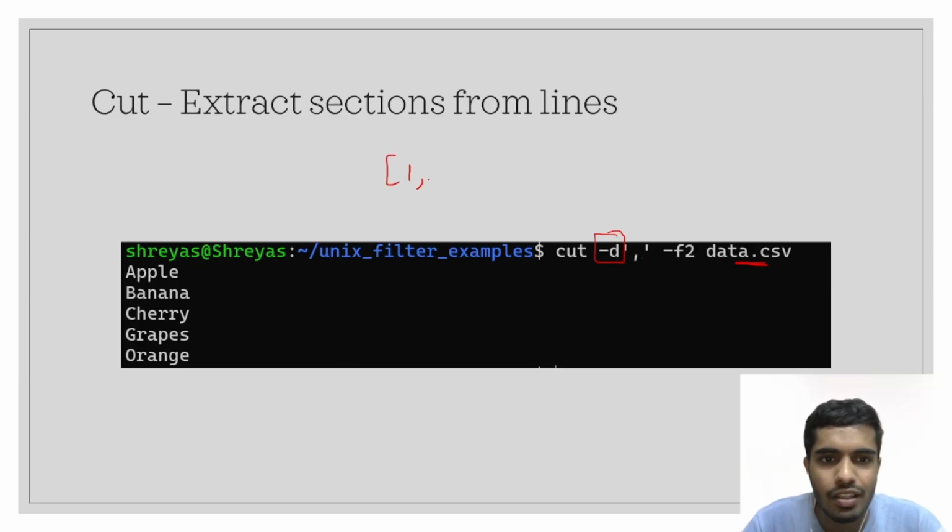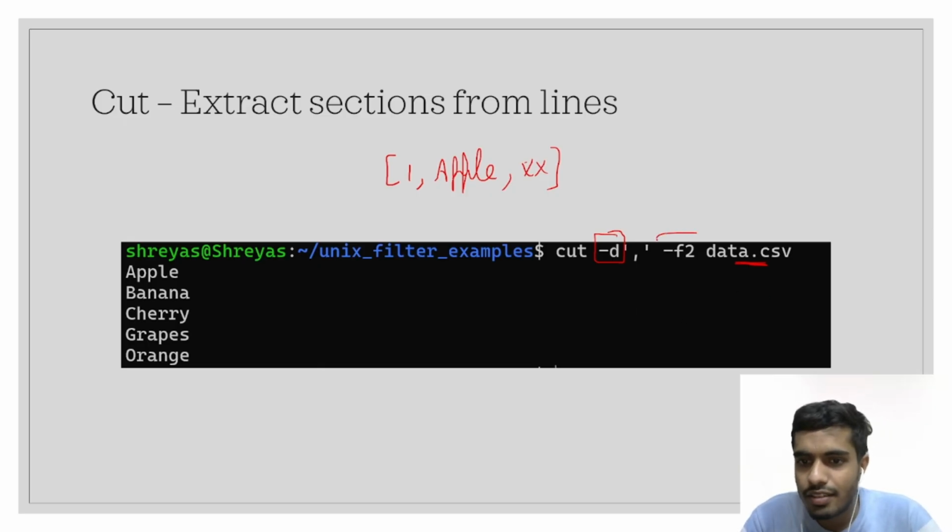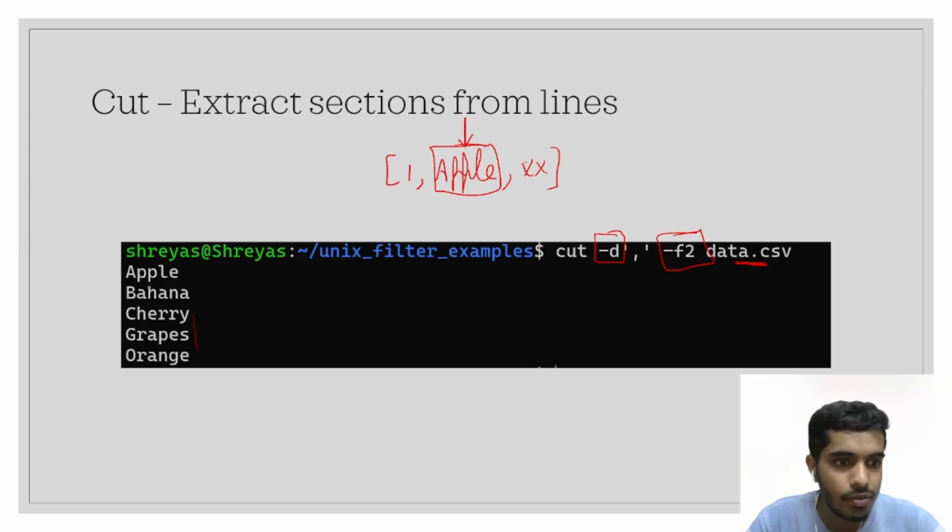If there's one apple and some sort of number here, right? It just got separated into these 3 things because the delimiter was given as comma. And in the next argument, -f2 means choose the second column and cut that column. So the second column just got cut out, which is apple, banana, cherry, grapes, and orange.